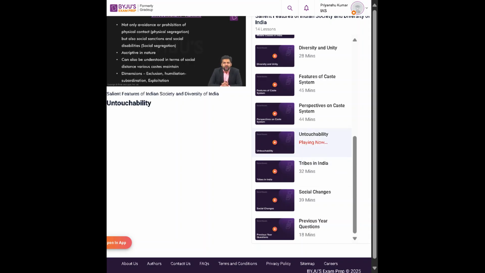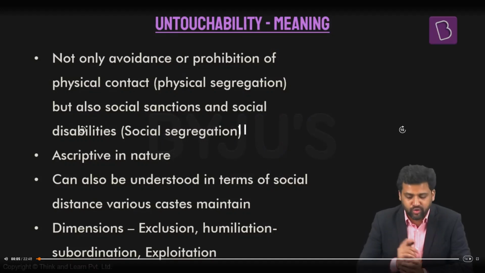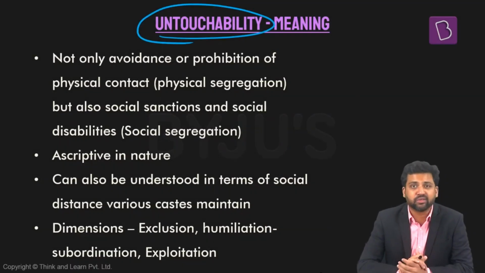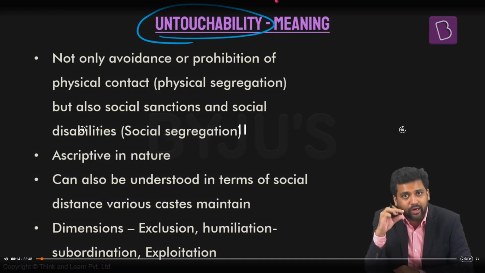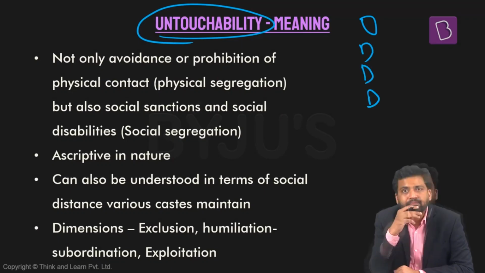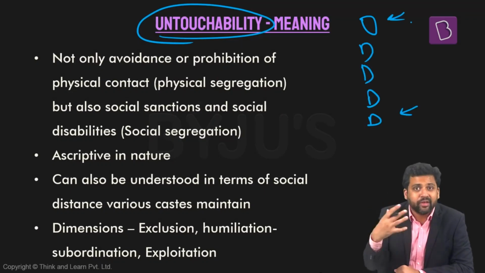Now, what we'll do is look at another aspect of the caste system, one of the most unfortunate aspects of the caste system, untouchability. As we have seen, the caste system divides society into segments, and these segments are arranged in a hierarchy. There is deemed superiority here, and then there is deemed inferiority at the bottom.